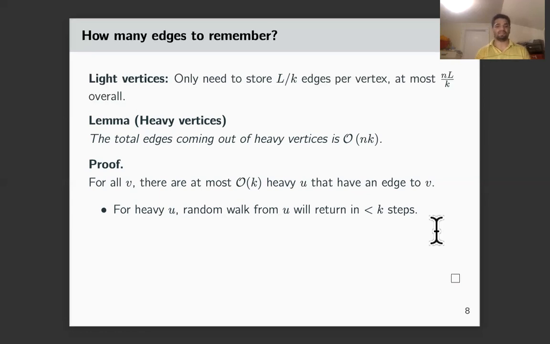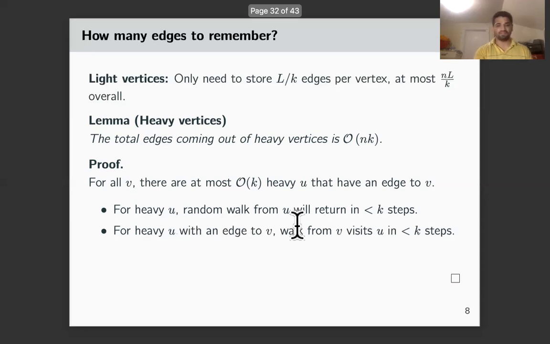And we shall assume that any random walk that starts from U will return to U in less than k steps. But if U is heavy and has an edge to V, then there are random walks that start from U and go to V. And these will also return to U in less than k steps. And this is only possible if a walk that starts from V visits U in less than k steps. So for any heavy vertex that has an edge to V, a walk that starts from V visits it in less than k steps.